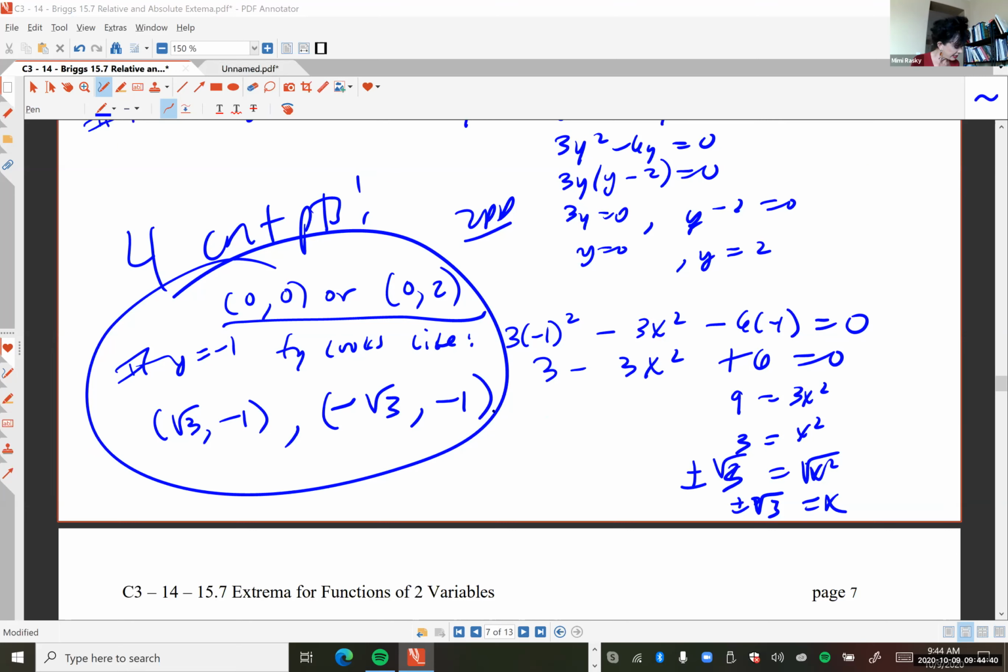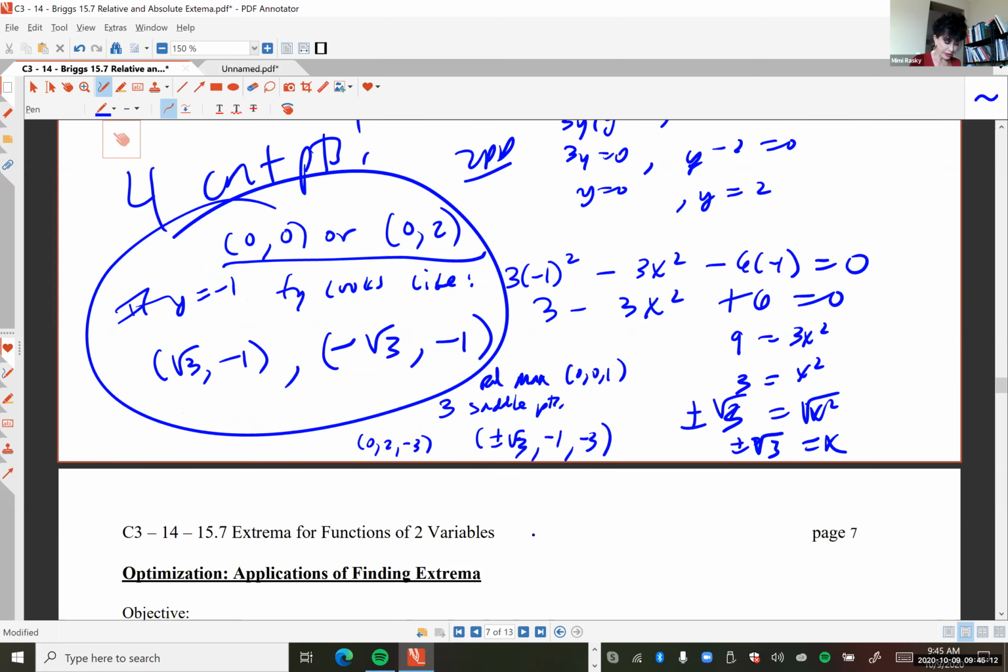So the D test tells us that you're going to have a relative max at the point (0, 0), and then the z coordinate is 1. And you're going to have 3 saddle points. So all the other guys are saddle points, okay? One of them is at (0, 2, -3), and the other ones have x coordinate plus or minus square root of 3, and y = -1. It turns out that both of those saddle points have the same z coordinate. That's why I'm kind of doing shorthand here, okay? So that is that problem.